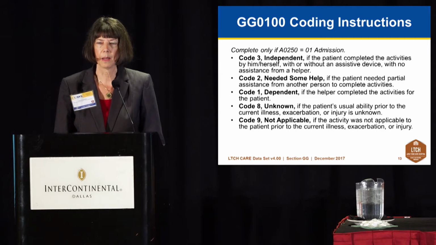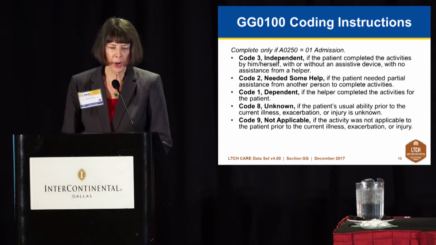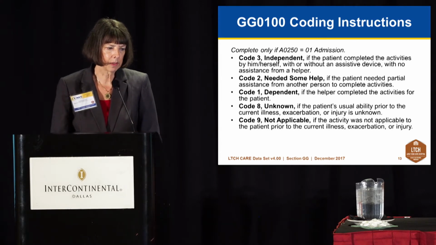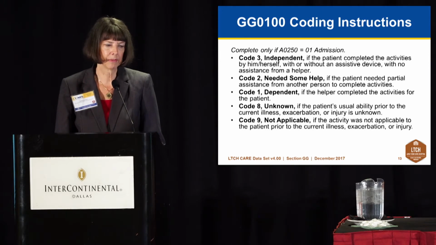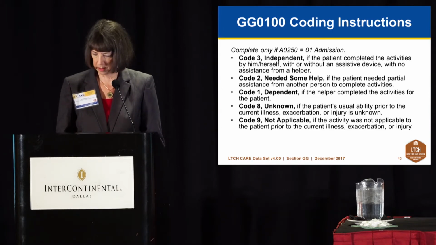In this case, we're speaking about mobility. And so that would be if somebody is required in terms of pushing their wheelchair. For code 8, unknown, it's if the patient's usual ability prior to current illness or exacerbation is unknown. You do have a few days to be able to gather this information, so we would hope that you would do so. Code 9 is not applicable if walking or mobility, in this case, was not applicable to the patient prior to current illness, exacerbation, or injury.